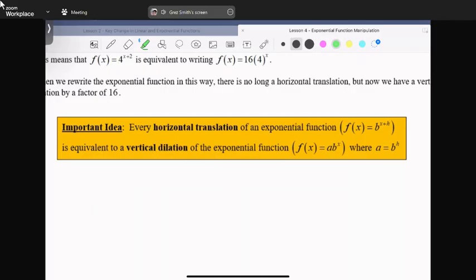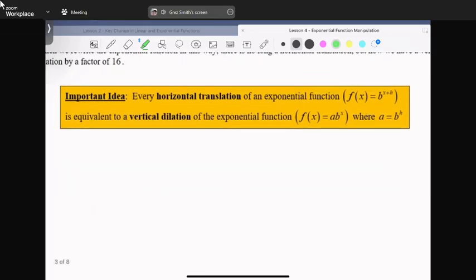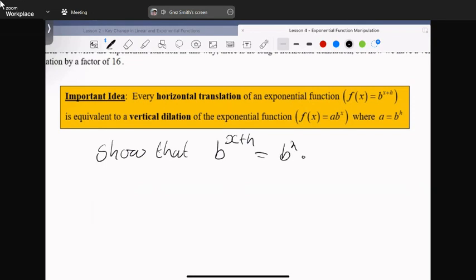And we can see that happen. So let me just pull that off and do that one for you. So we want to show that b to the x plus h equals b to the h times b to the x. Now, you can see clearly from the laws of exponents that this is going to be the case, isn't it? I can't really show that. That's the laws of exponents.